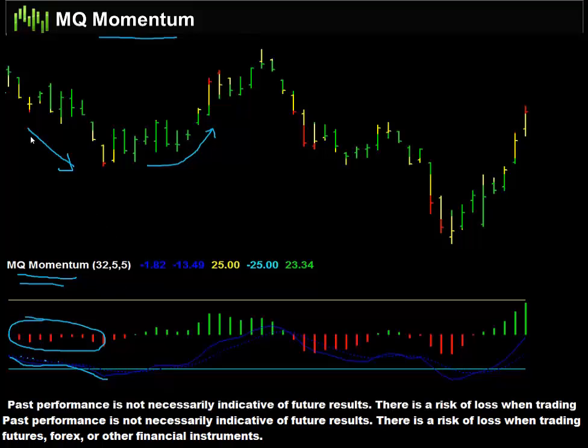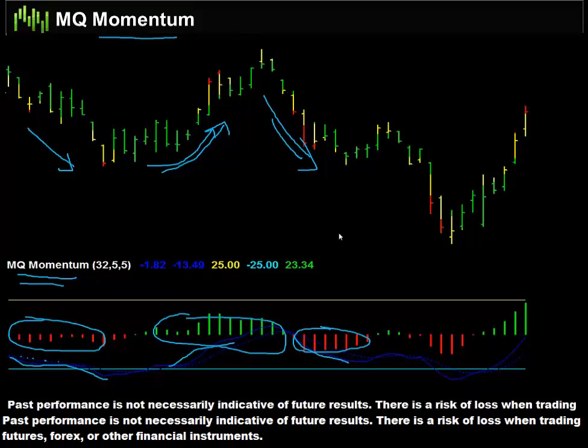In general, when price action is bullish, like in this case here, you can see that the indicator line is moving up and the histogram is green and positive. When price action is moving down, the indicator line is moving down and the histogram is both red and negative. This way, MQ momentum provides a clear real-time view of both direction and strength of price movement within a market.